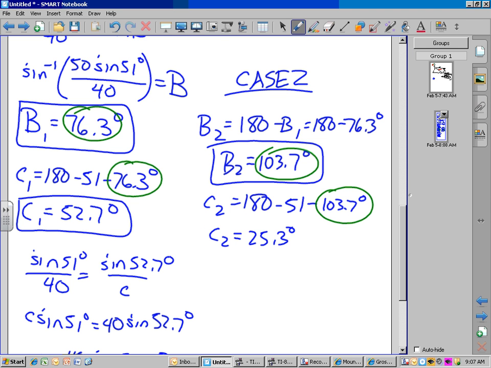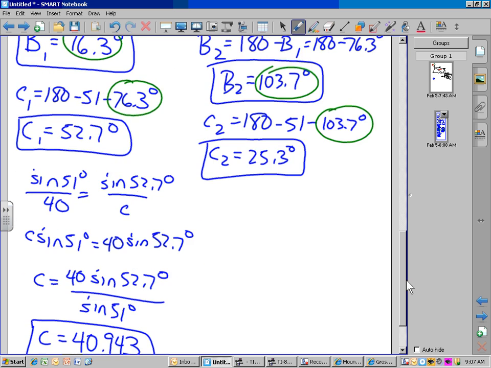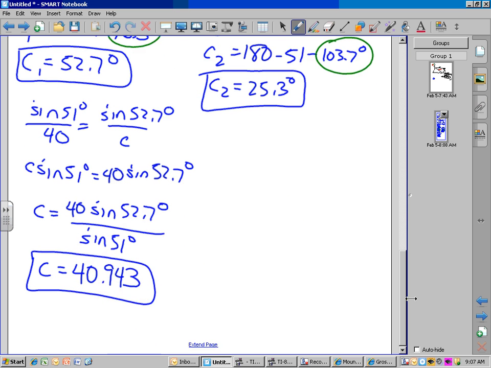25.3 degrees. Now, that's good. Now, we're going to solve this. Again, sine of 51 over 40 equals the sine, instead of the 52.7, we're going to use the 25.3 to find C2.